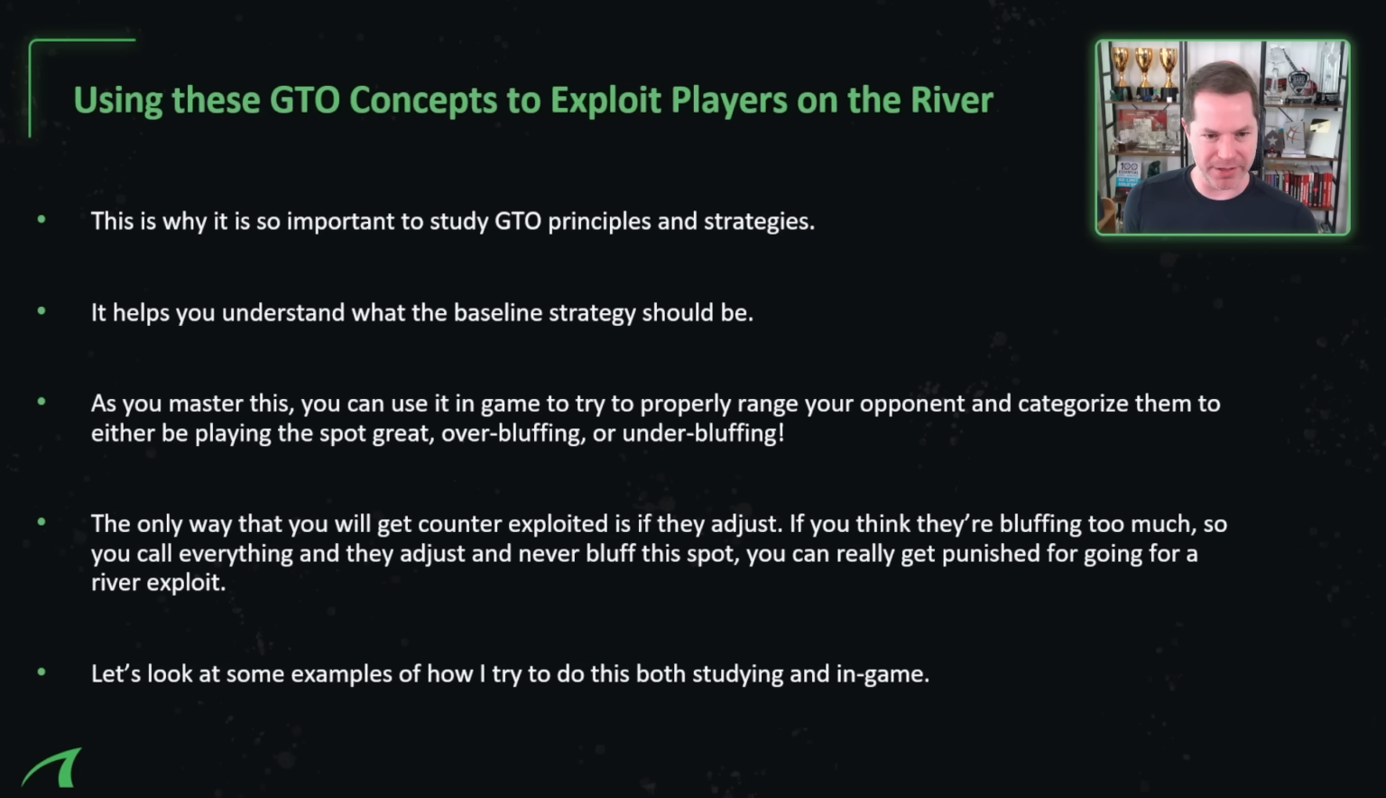You do need to be aware, though, that the only way you're going to get counter exploited is if they do adjust. If they, for example, think that you're bluffing too often, and so you have been calling them, and then they adjust to never bluff in a spot because they know you like to call, you can really, really get punished for going for the river exploit. So you need to make sure that you are playing against players who either will not adjust, or at least you're kind of aware of the adjustments they may potentially be making.